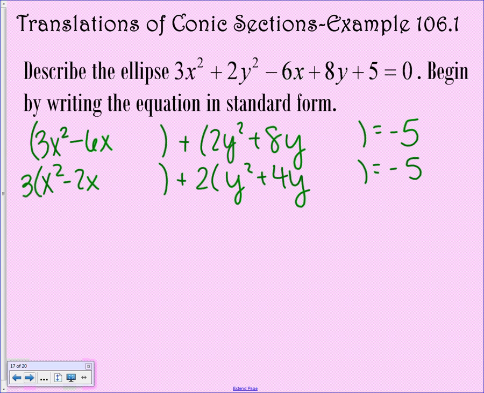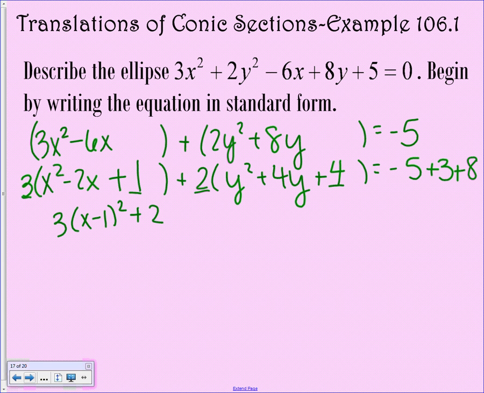Okay? So the number that's going to go here is a 1. Half of 2 squared is 1. But I added 3 times 1 to that side of the equation, so I got to add 3 to the other side. Now here, half of 4 squared is 4, but I added 2 times 4, which is 8, so I got to add 8 to the other side of the equation. Okay, so we're going to have 3 times x minus 1 squared, plus 2 times y plus 2 squared, and then equals 6.